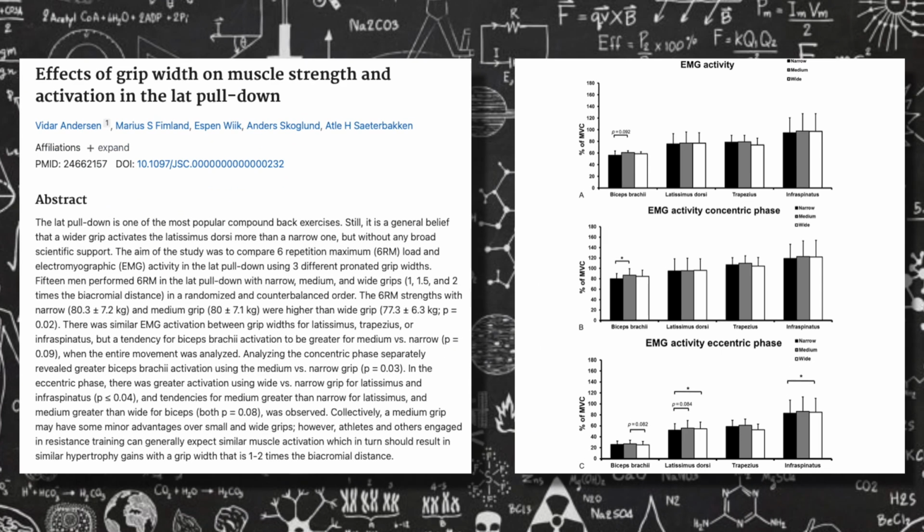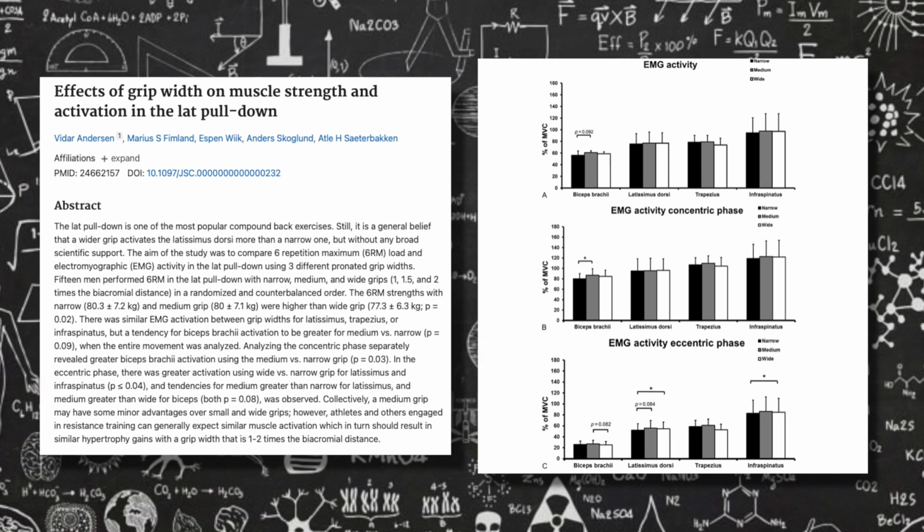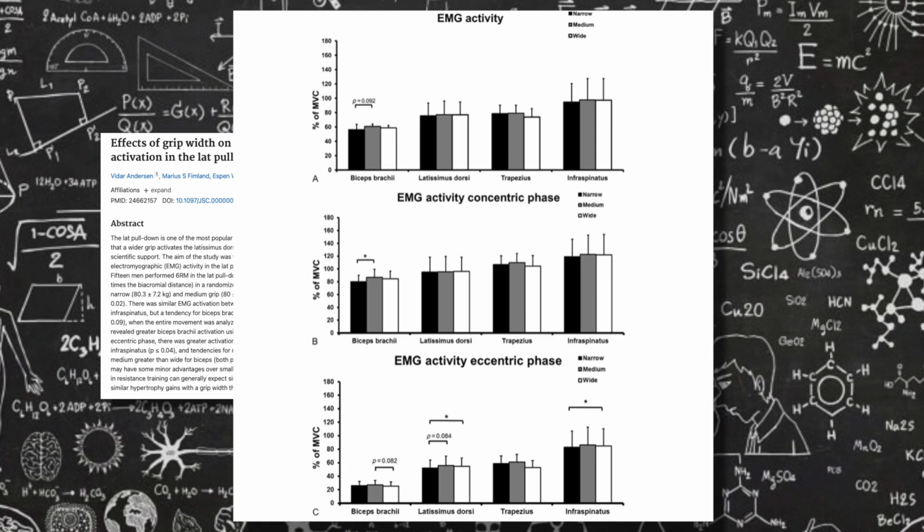For instance, grip width. How wide should you actually hold? Is wider better? Well, it depends. From an activation standpoint, it doesn't really seem to matter. Anderson et al. compared 3 grips, 1 times bioacromial distance, 1.5 times bioacromial distance, and 2 times bioacromial distance during an overhand pull down. They found there wasn't a significant difference in activation of lats between the 3 grips.